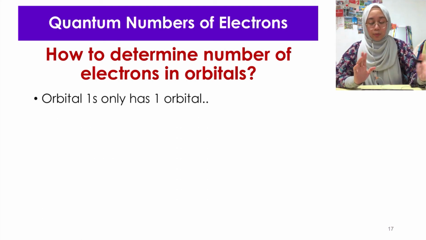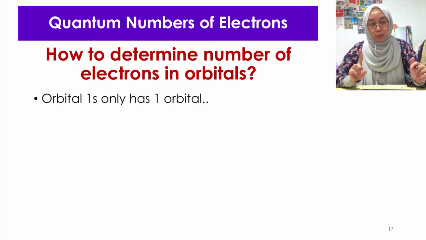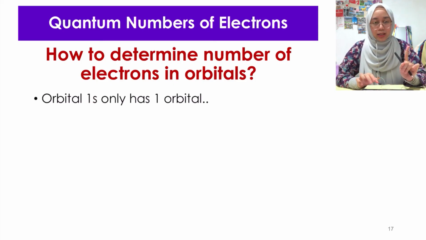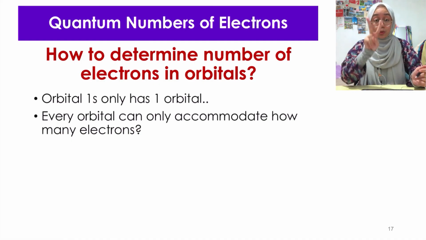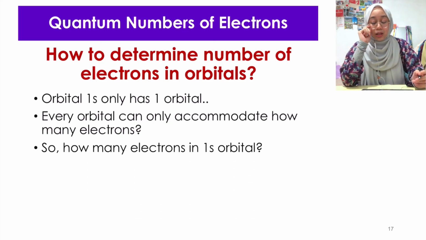So basically kamu kena ingat lah, so dalam K1S, S bermaksud ada 1 je orbital. Okay, hint dia sebenarnya adalah dekat bahagian belakang ni, value L tu sendiri boleh tahu berapa banyak orbital. So S 1 orbital, and in every orbital can only accommodate how many electrons? It is up to 2 electrons maximum. Okay, and then so how many electrons in 1s orbital? Since 1s orbital ada 1 je orbital, bermaksud dia boleh accommodate 2 electron.